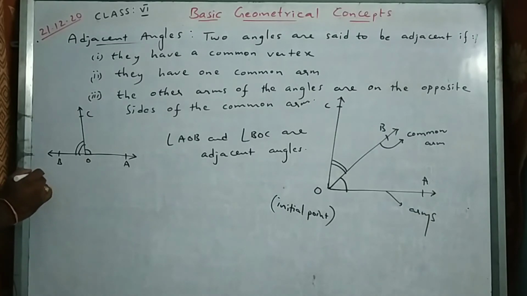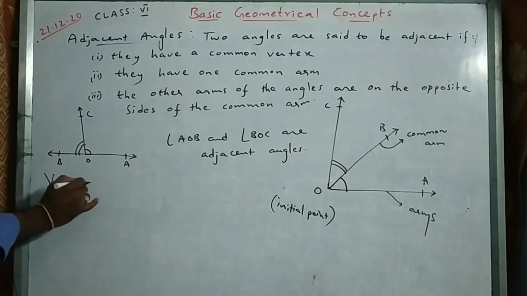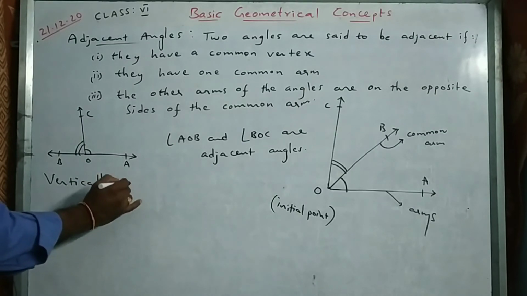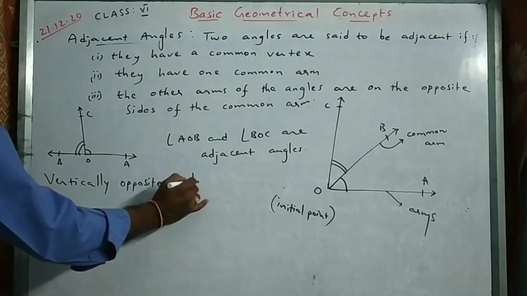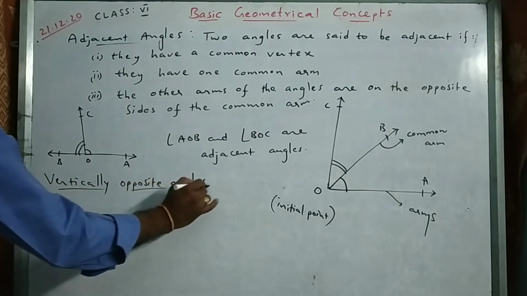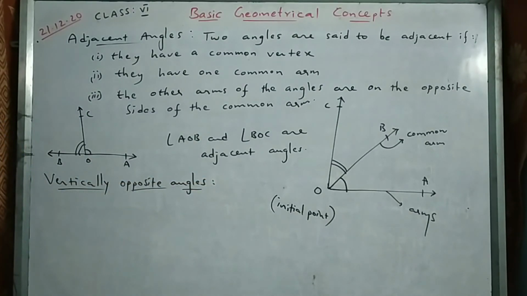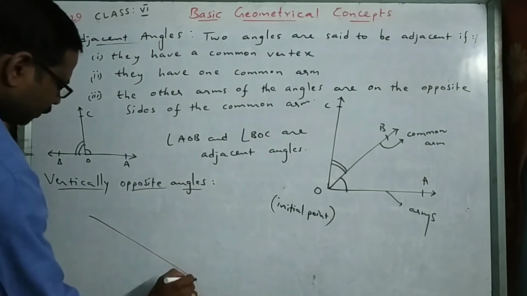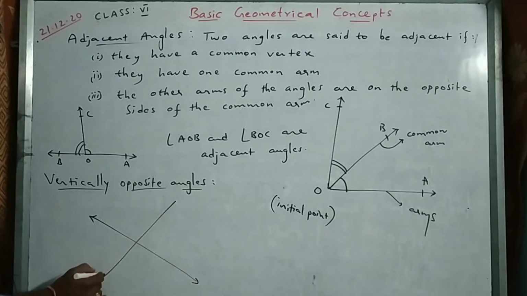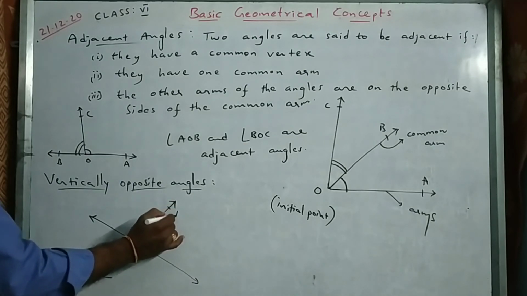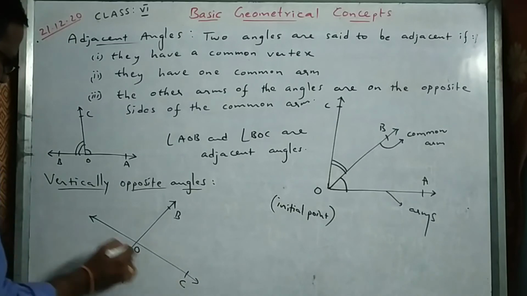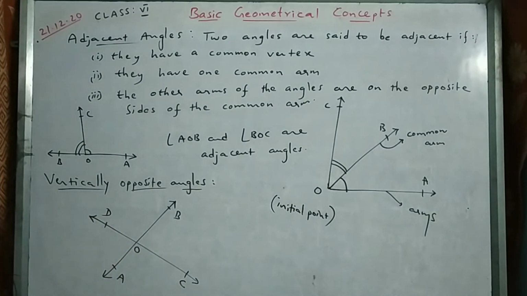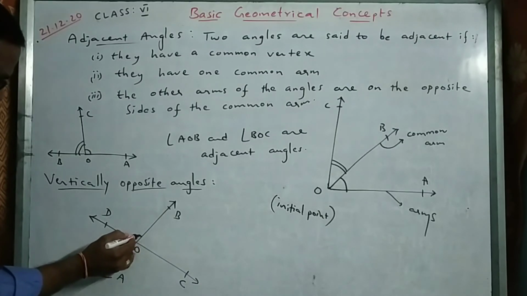Vertically opposite angles. Next, vertically opposite angles. Vertically opposite angles means, suppose if two straight lines are meeting at one common point. Easy to understand here. If two straight lines are meeting at one common point, then angles are formed here. See this one and this one.